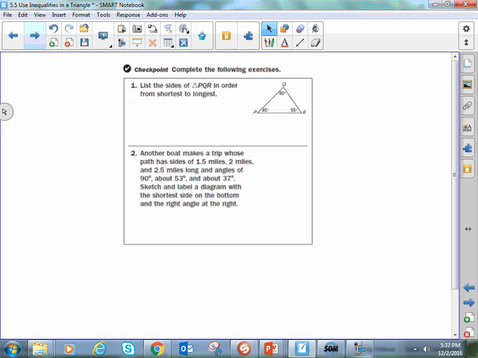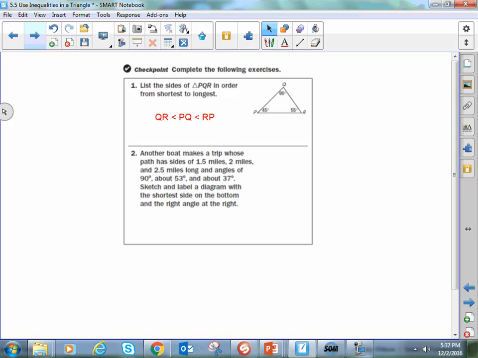Okay, so hopefully you have your orders of the smallest to the largest sides, and you have your sketch, I should say, of the triangle based on the information that was given to you. So here, looking at the values, we can see that angle P is clearly the smallest angle, so that means segment QR has to be the smallest side.